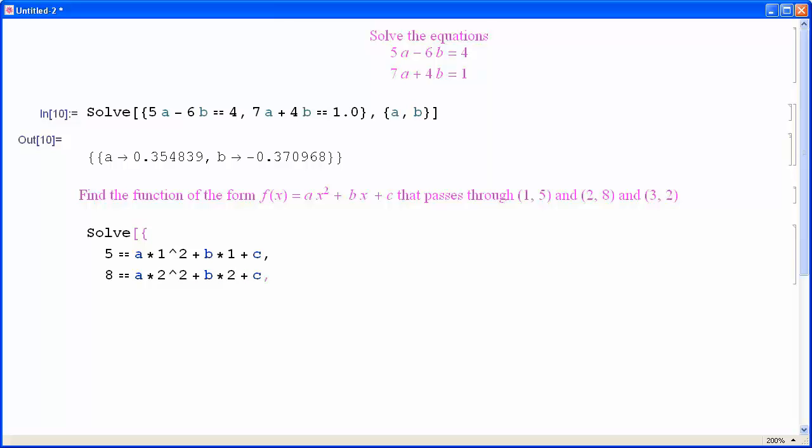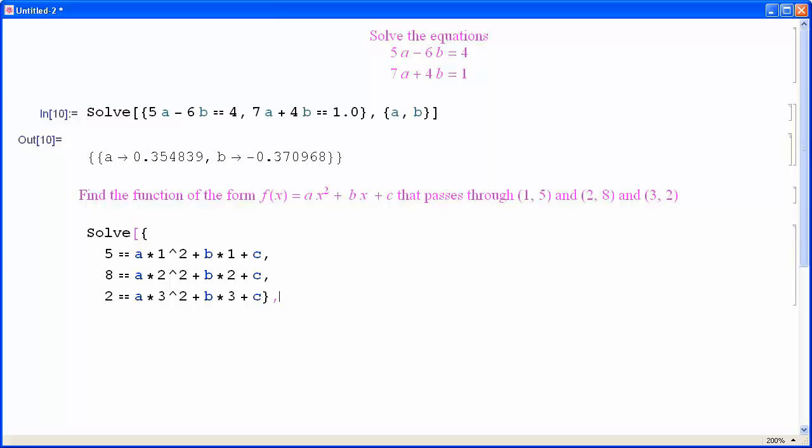And finally I have 3 balanced with, oh sorry, that's the wrong way around. It's 2 that's balanced with. 2 is the y value. 2 is balanced with whatever happens when I substitute 3 for x, which is a times 3 squared plus b times 3 plus c. And that's the end of my list of equations.